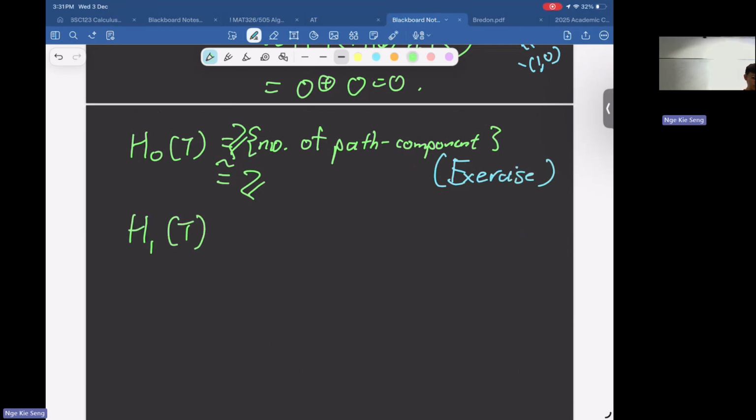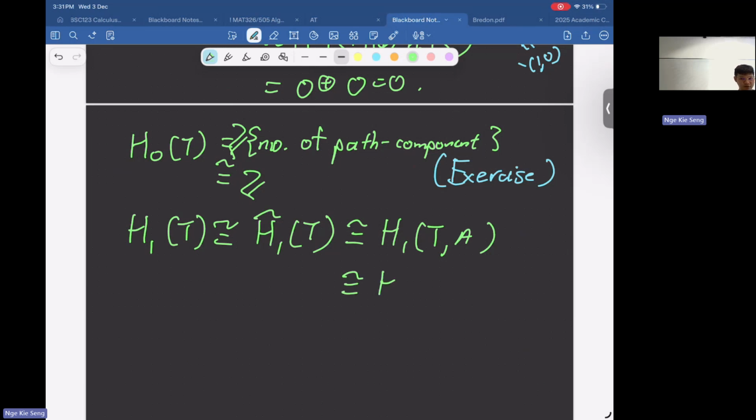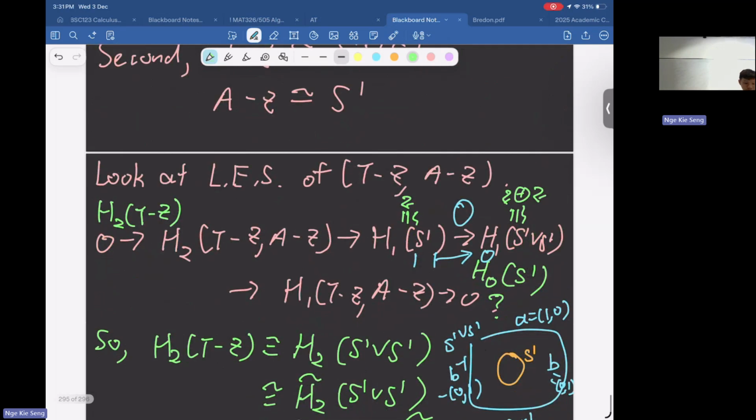Okay, how about H1 of T? So H1 of T is the reduced one. Why do we like the reduced one? Because we like to relate it back to the relative homology. Why do we want to look at the relative homology? Because we want to use excision. And then if we use excision, this is Z plus Z. Why is this Z plus Z? So let's look at here.